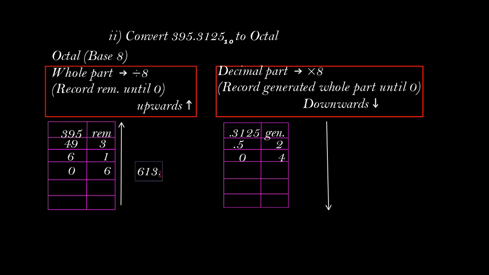The decimal part is recorded downwards, meaning you start with the first generated whole part, which is 2, followed by 4. It is recorded downwards. So if that number system to base 10 is converted to octal, you will get 613.24. That 613.24 is now to base 8. You've now converted it to octal number system. So that is how we convert any number system to an octal number system.